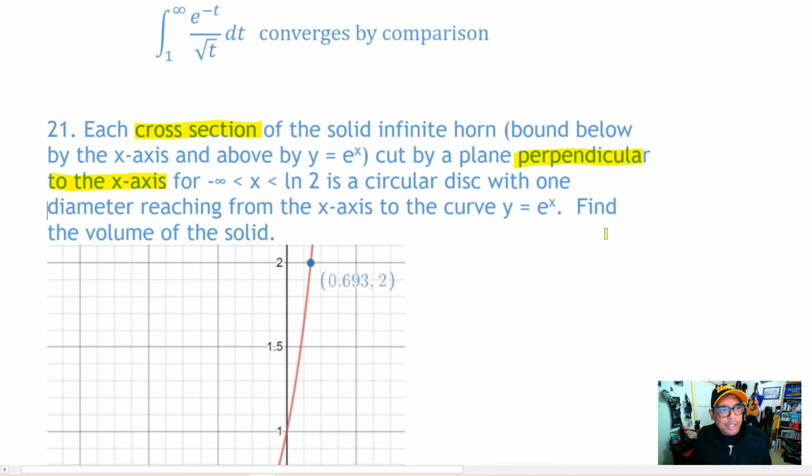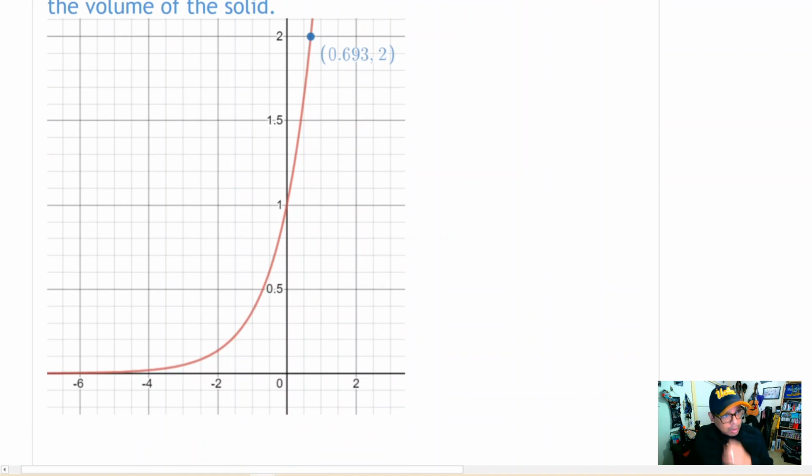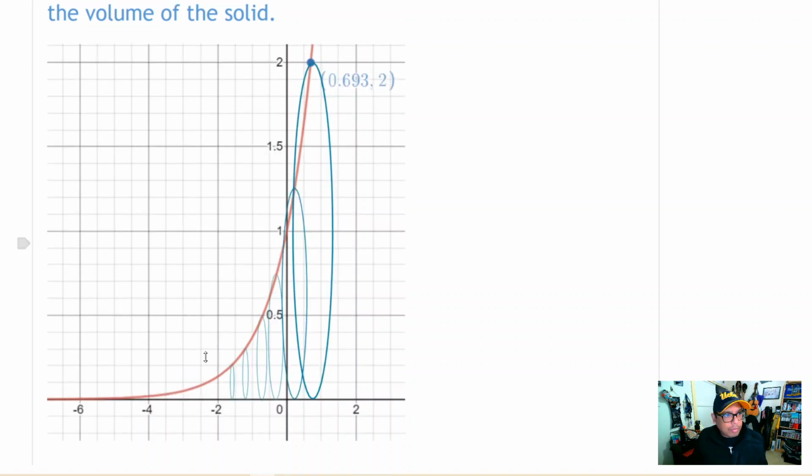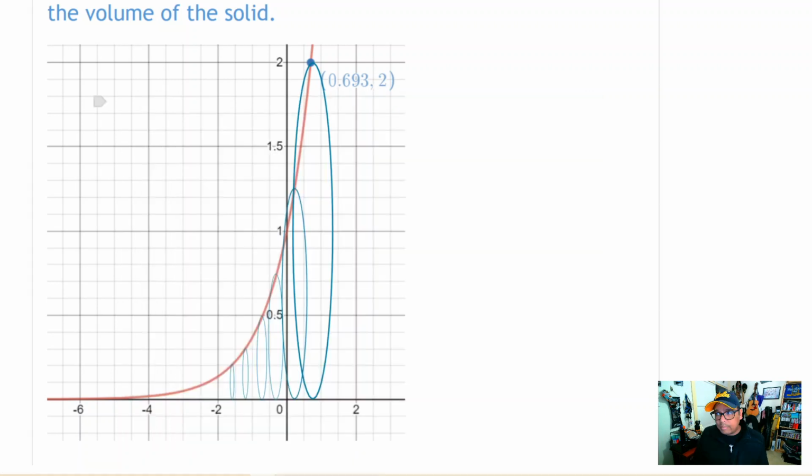We have cross sections perpendicular to the x-axis, and we're going to draw those in here to our curve. This is the natural log of x curve. That point that you see there, that is the natural log of 2, comma 2. Now if we draw in the ovals here, hopefully you can see what this shape looks like. Kind of reminds me of an old-timey ear horn, if you know what those look like. Maybe something like that. So okay, it's not so hard to imagine.